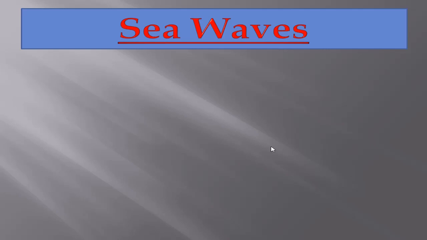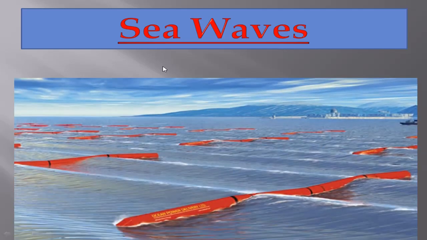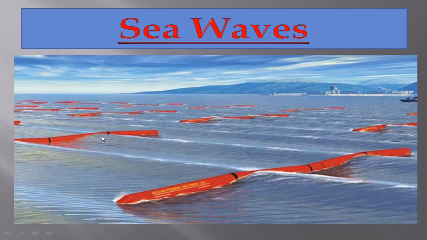Then we will go to our next energy source, which is sea waves. Now look at this picture. This picture contains some floating things, which are known as floating power stations. Why are these things known as floating power stations? These things contain a small turbine and a small generator.